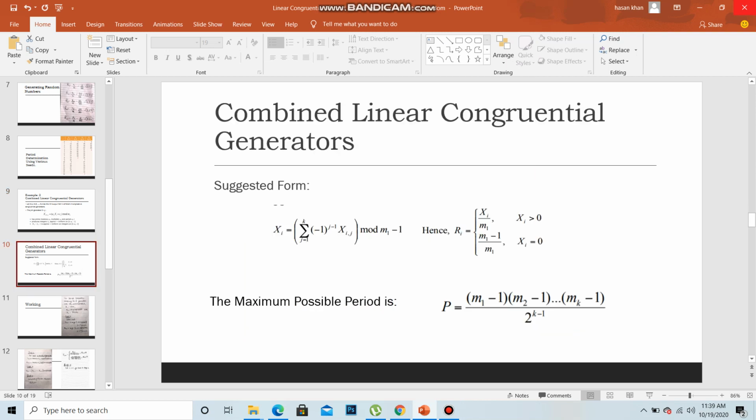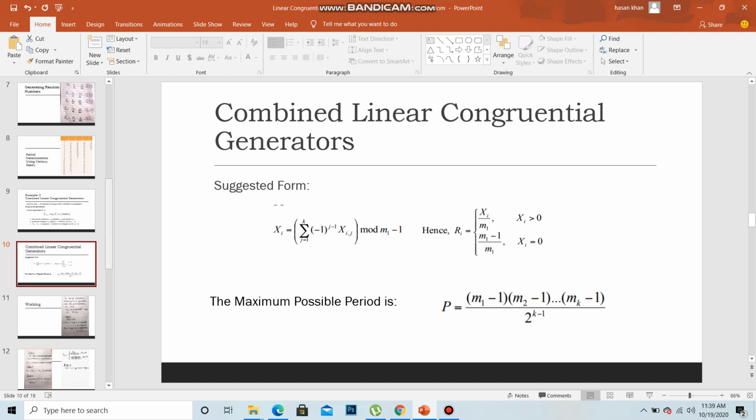Further, for random number generation, we have Ri = Xi/m1 or (m1 - 1)/m1. Now Xi/m1 will be used when Xi is greater than 0, and (m1 - 1)/m1 will be used when Xi is equal to 0. The maximum possible period is MP = (m1 - 1)(m2 - 1) and so on, divided by 2^k, 2 to the power k minus 1.